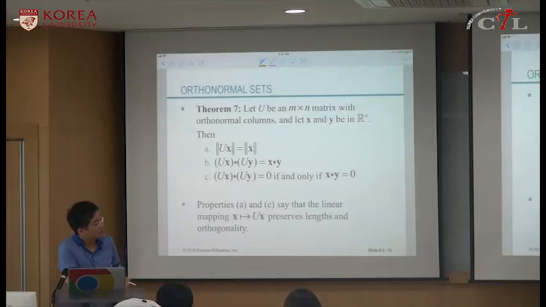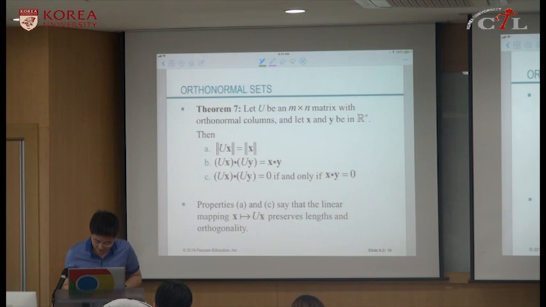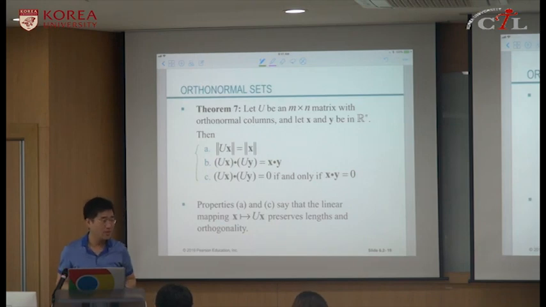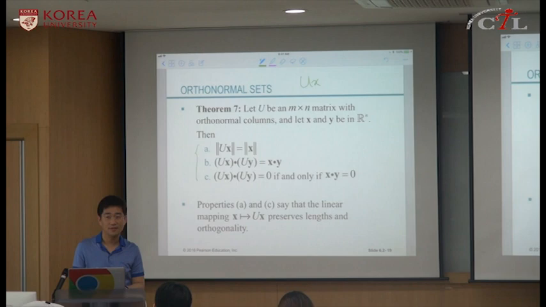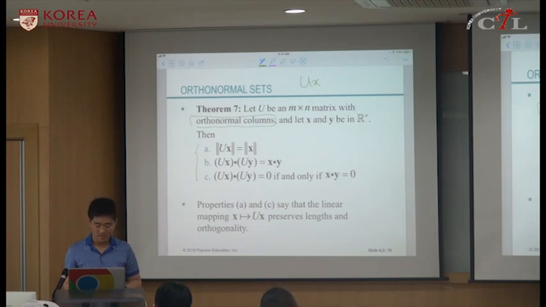Okay, and then let's move on to this next theorem. So theorem 7 is having these 3 components, and so we now consider the linear transformation defined by U. Okay, so I'm thinking of this Ux, where U has orthonormal columns.